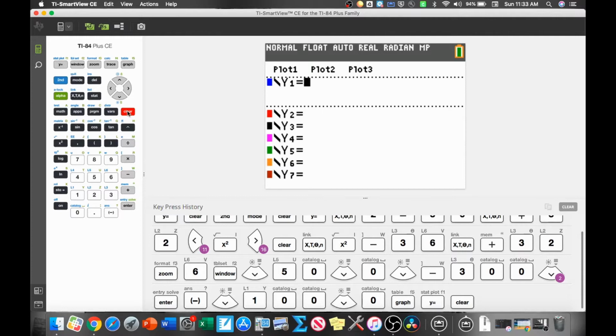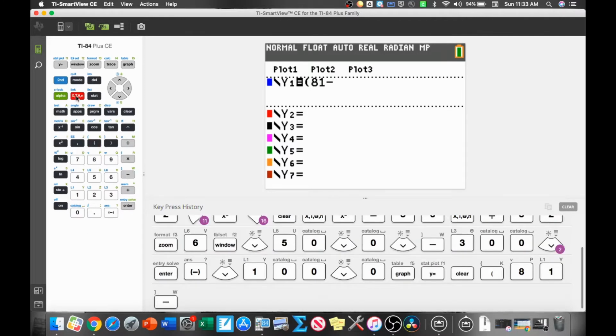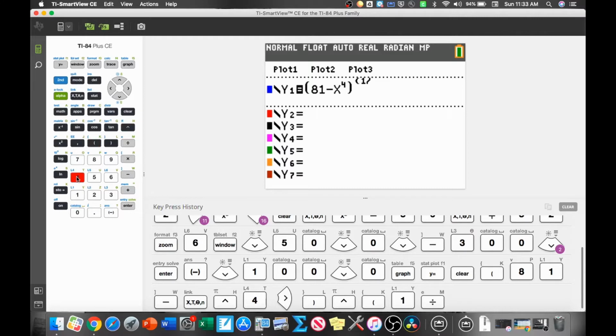So what you can do is you can just use a parenthesis and put the 81 minus x, and then we need a fourth power, right? So caret 4. So 81 minus x to the fourth inside parentheses, and then we're going to raise that, so caret again, parenthesis again, and then 1 divided by 4. So there's my function. The fourth root is the 1/4 power of 81 minus x to the fourth.